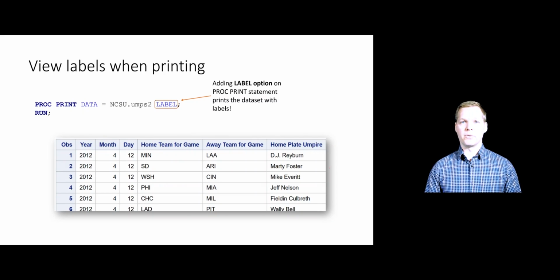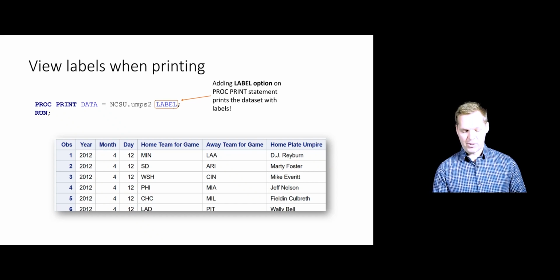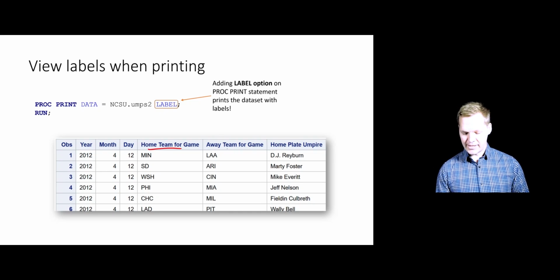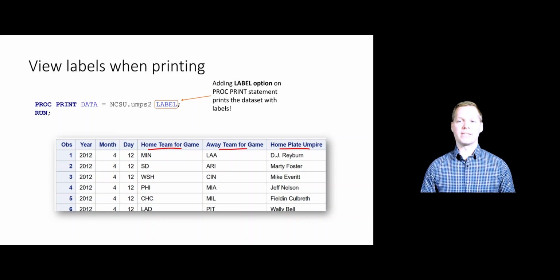Well, again, if we want to have these labels actually show up when we print out our data that way, we just add a label option on our proc print statement. This language is tough, I know. We have a label option on a proc print statement that is within a proc print step. How fun is that? But again, you can see the advantage here. When I print this out, I get much nicer looking variable names.